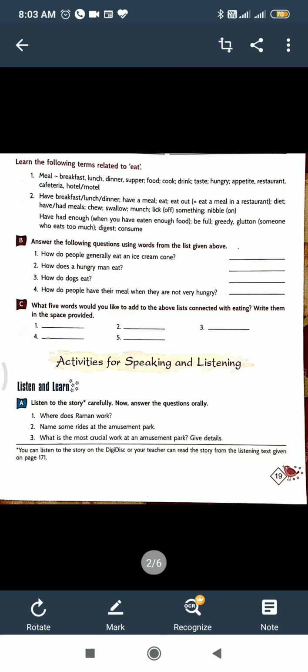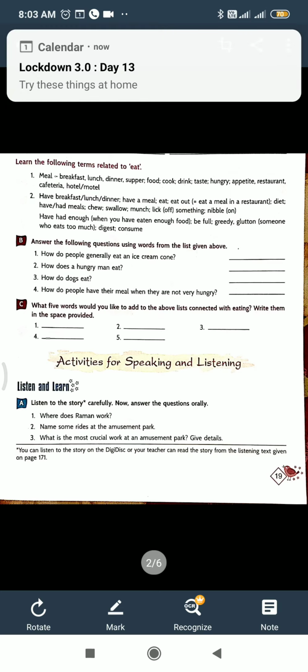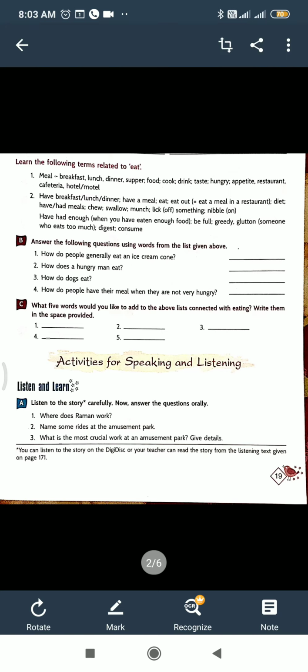Listen and learn. Here, suppose, where does Raman work? Name some rides at the amusement park. What is the most crucial work at an amusement park? Read this paragraph, very easy to understand. In front of the question, you will write the answer in a short way. Okay, next page.